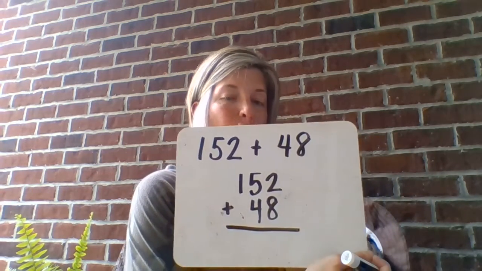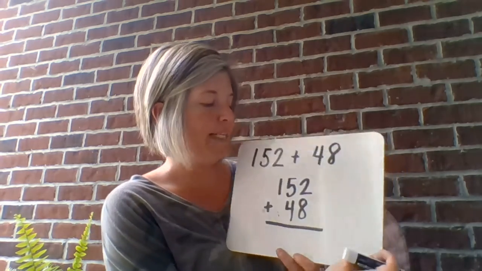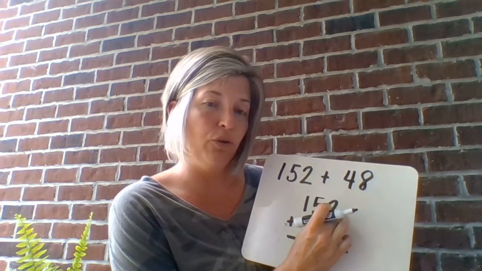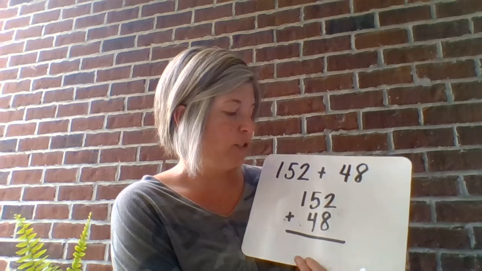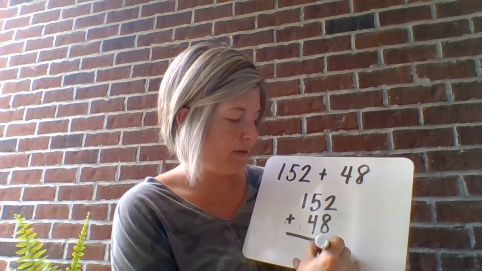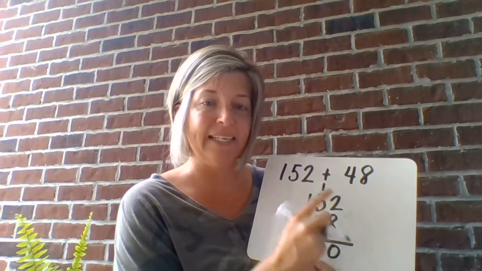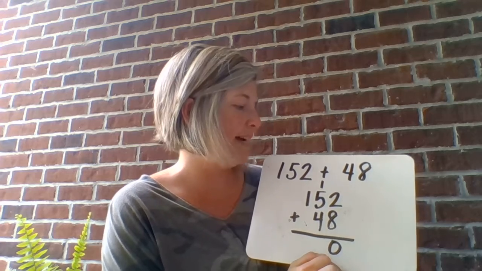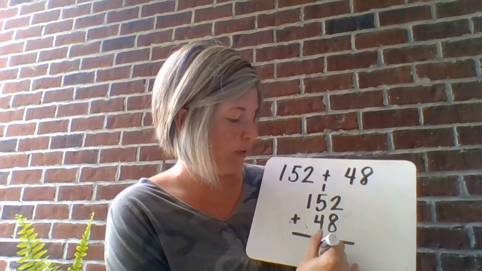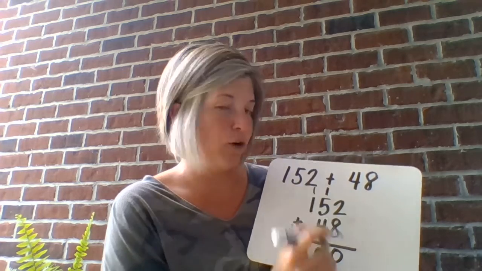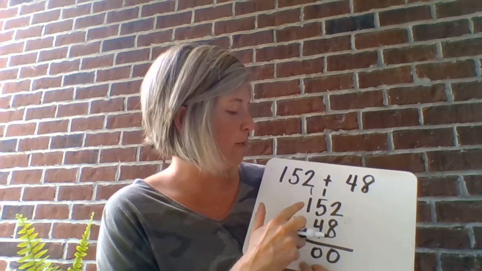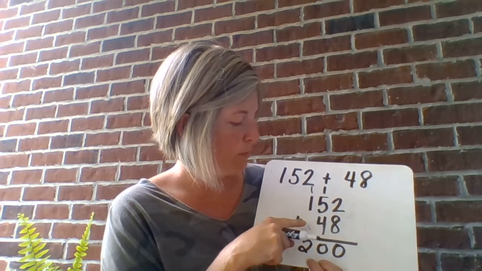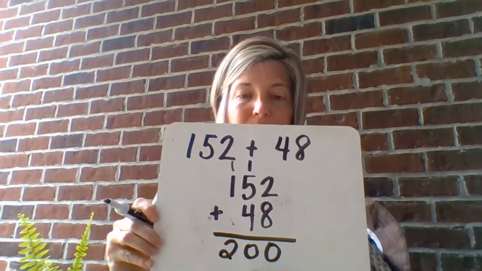draw my line, and now I'm just simply going to start in my smallest place all the way to the right, and I'm going to start there when I add. 8 plus 2 is 10. So what do I need to do? I need to write my 0 here, and I'm going to bring my 1 over here because that is an extra 10. 4 plus 5 is 9, and just like that first one, plus 1 is going to be another 10, so I have to write my 0, and I'm going to bring this 10 over here. Now there's nothing here, so I add 1 plus 1, and I get 2. So 152 plus 48 equals 200.